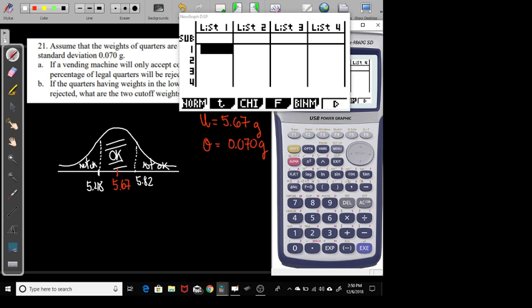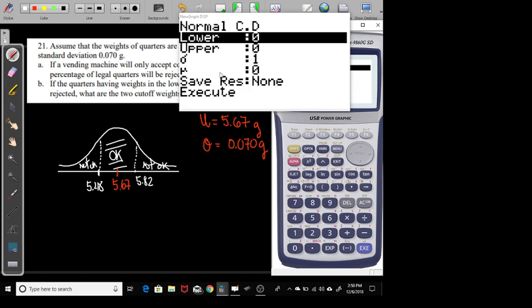We are doing normal because this is not t-values. We only use t-values when you are dealing with a sample and you don't know the standard deviation. This problem does not tell me anything about a sample. It uses the word quarters in general, so we are looking at population here. So F1 and now F2, and we do have a lower limit of 5.48 and an upper limit of 5.82.